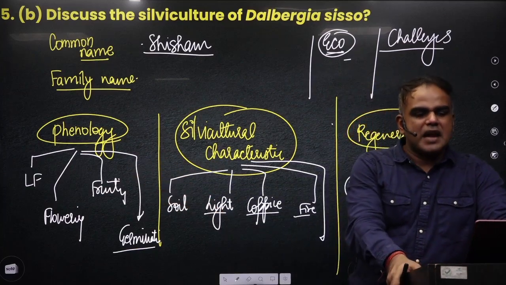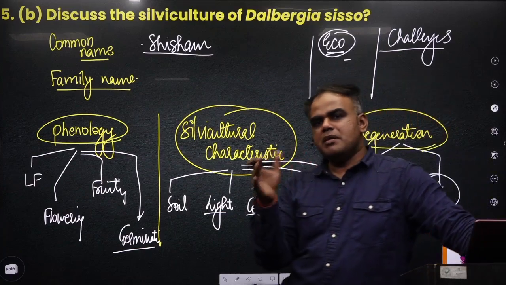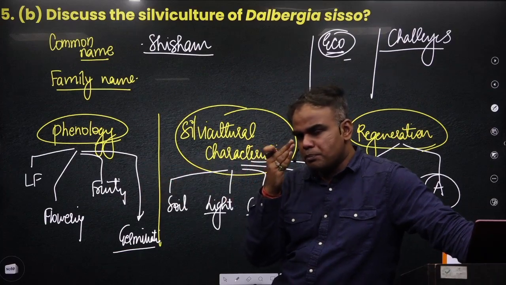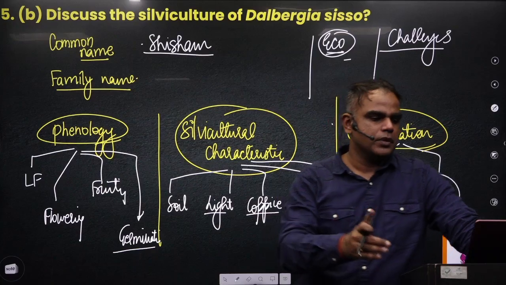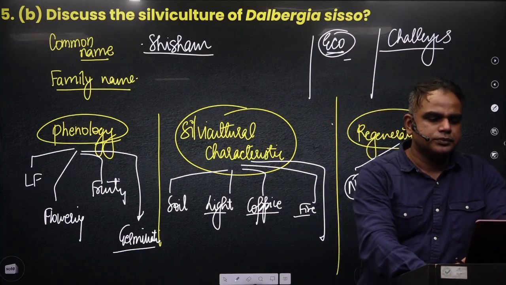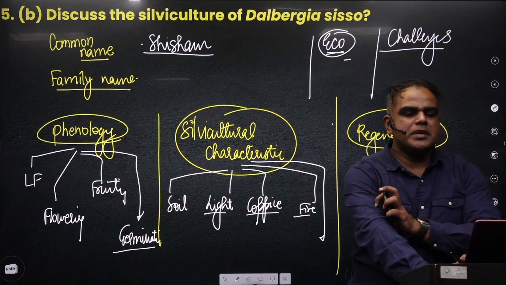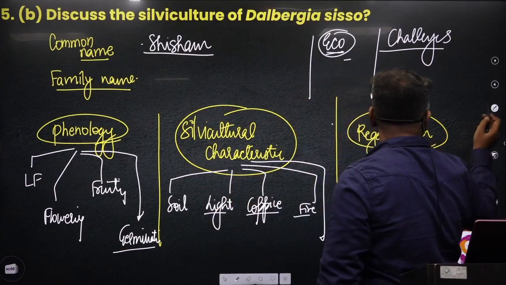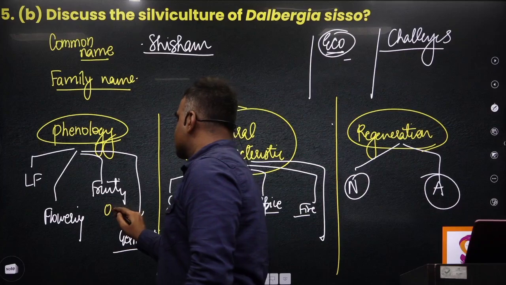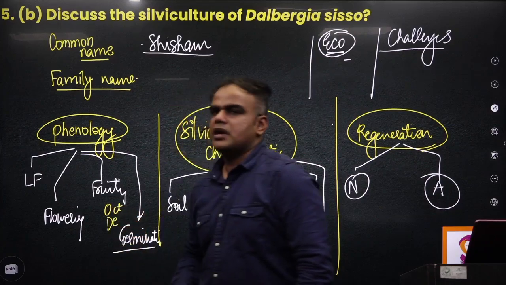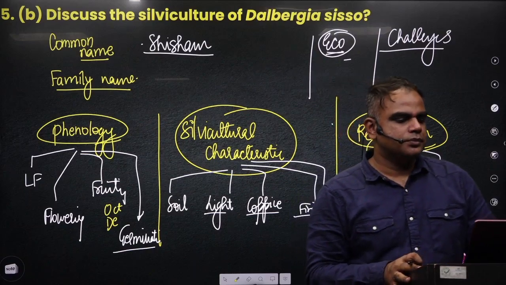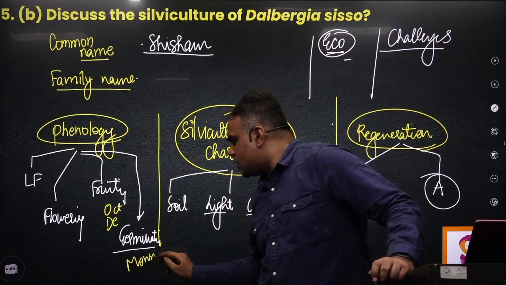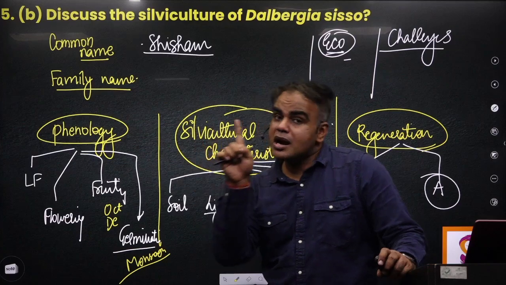Now flowering happens. Generally the flowering will happen before the monsoon. So flowering here also happens from March to April. Fruiting happens, the fruits will ripen, around October to December. And the germination simply happens around the monsoon. So it is almost similar to what we had seen in Acacia catechu.